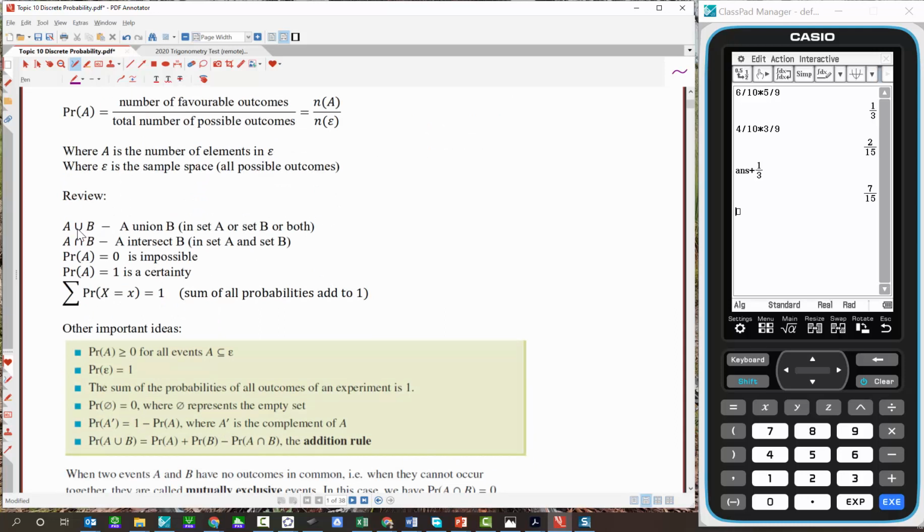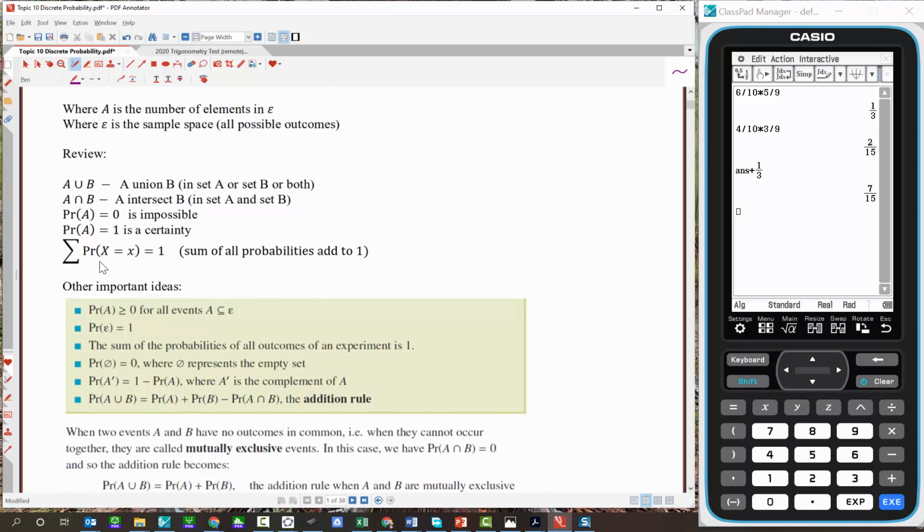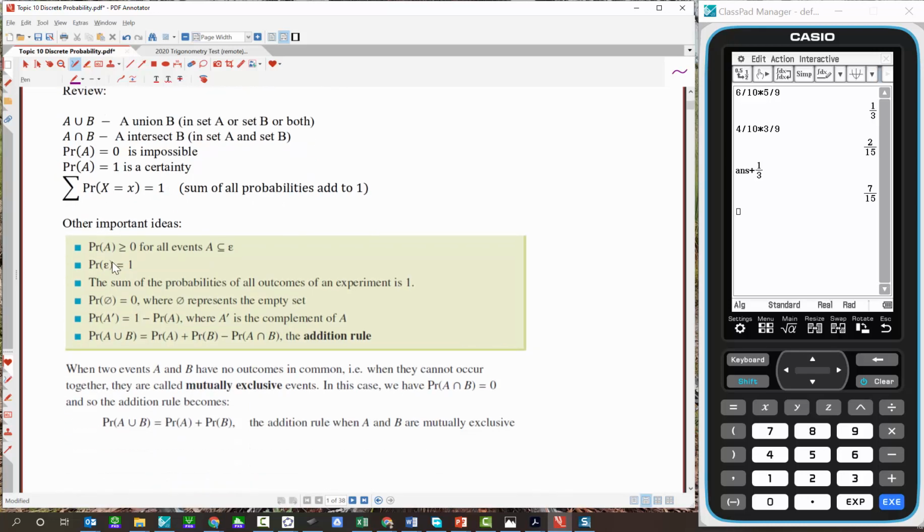All right, so remember some basic probability notation. This thing here means A union B. A union B is in A or B. This is A intersect B. Okay, so it's got to be in both sets. Probability of A is equal to 0. That's what we call something that's impossible. Probability of A equals 1 is an absolute certainty. Now, when we add together all our probabilities, the sum of all probabilities needs to add to 1.